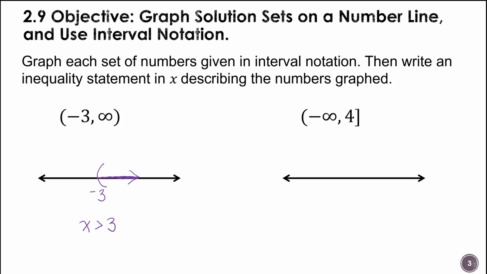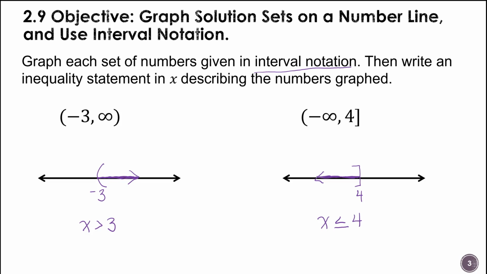Now, when there's a parenthesis on the number, that means that number is not in the solution set, but it's everything greater than -3. Let's go on to the second one. To graph this, we're going to put this same kind of bracket that's on the 4. We're going to -infinity. Notice it has -infinity in the interval notation. So to write this as an inequality, X is less than or equal to 4, because when we have a bracket, that also means the 4 is included.